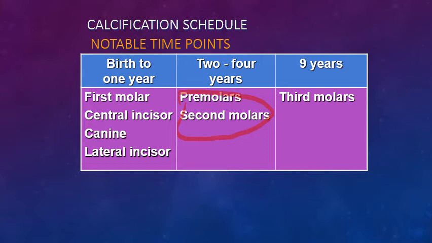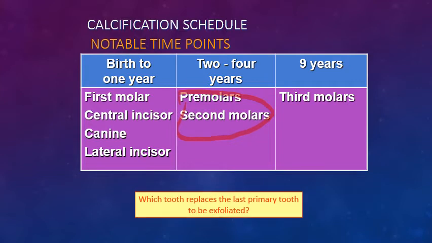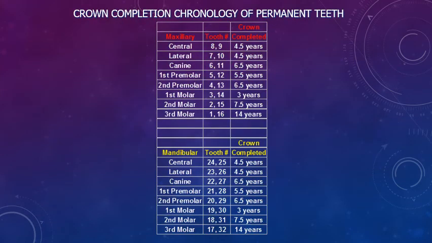Now a quick question: which tooth replaces the last primary tooth to be exfoliated? So the last primary tooth to be exfoliated is the maxillary second premolar. I hope you had predicted this. So we'll carry on with the crown completion chronology.